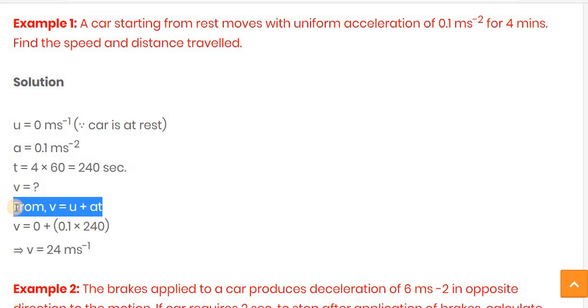As we know the formula, v is equal to u plus at, so v is equal to 0 plus 0.1 into 240, means v is equal to 24 meter per second.